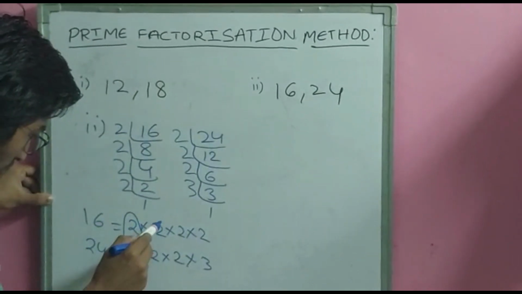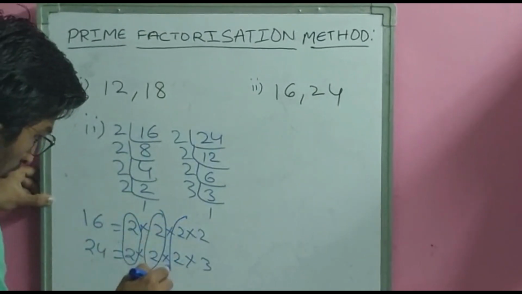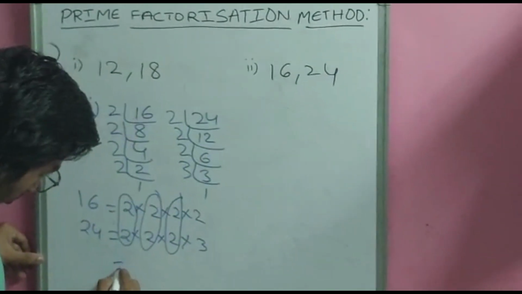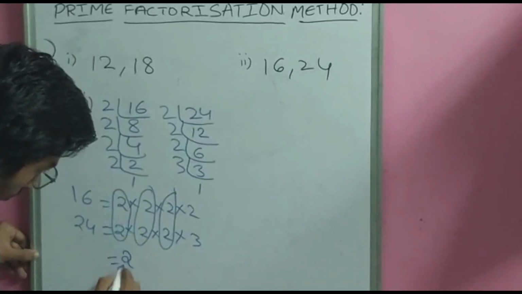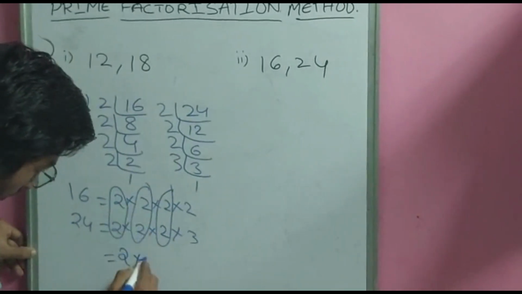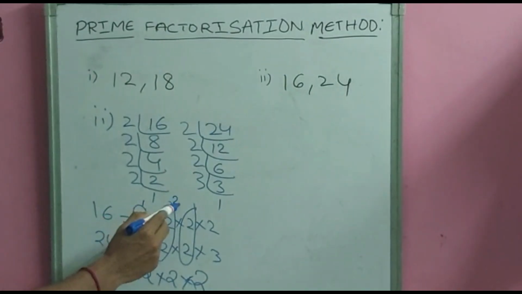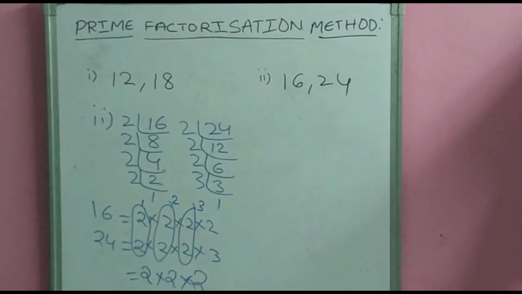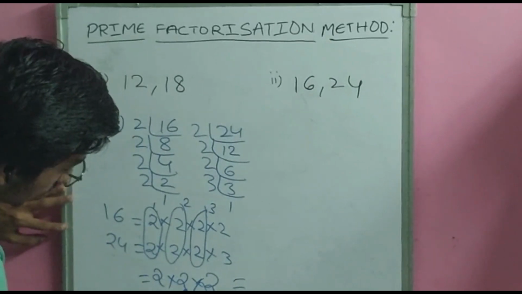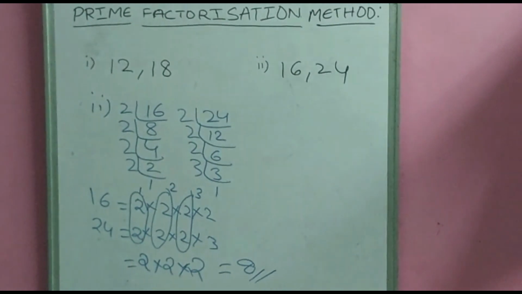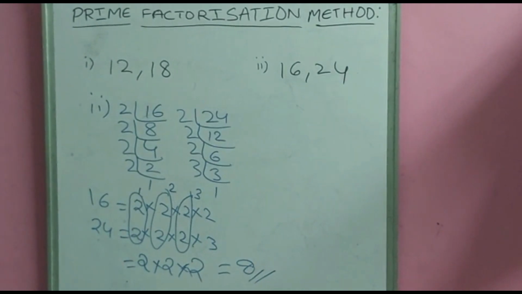Then we should mark the common terms. Here 2 is common, here 2, and here 2. So there is one common term, a second, and a third one. In the above case we write only one of each common term, and therefore 2 twos are 4, 4 twos are 8. Therefore we get the HCF of 16 and 24 as 8. We get the same answer as in the previous case.